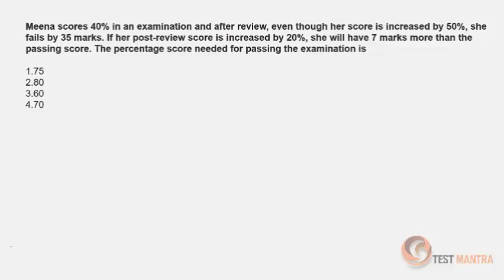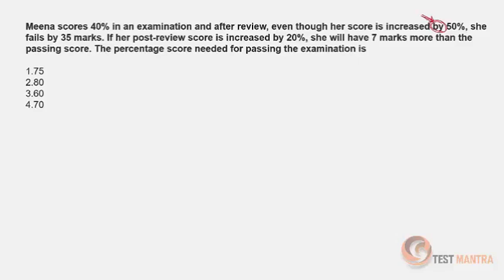So the first question is again related to arithmetic. Let's see what's there. It's given Meena scores 40% in an examination, and after review, her score is increased by 50%. Here we need to keep in mind they are talking about it being increased by 50%, not increased to 50%.